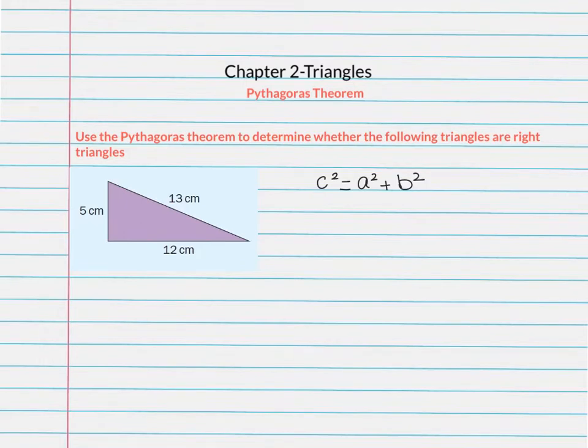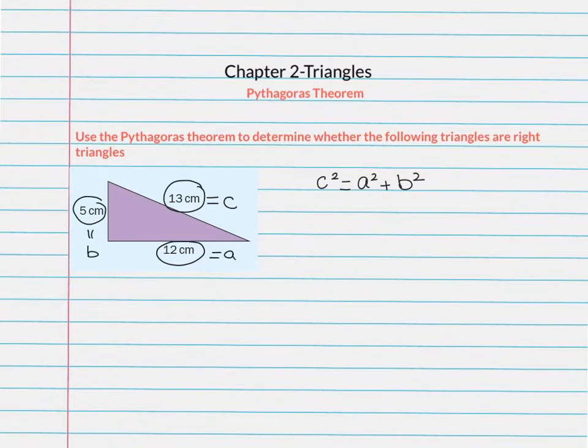So I look over here, 12, 5, 13. The longest measure is 13. So definitely 13 is c. Now, 12 and 5, one of them is a and one of them is b. It doesn't matter who's a, who's b, as long as you identify c, because c is the most important measure.